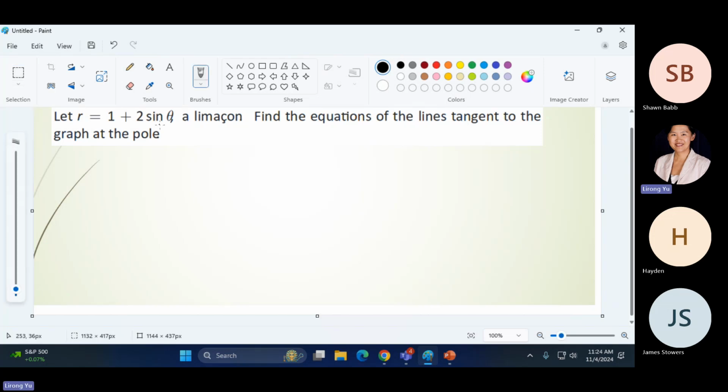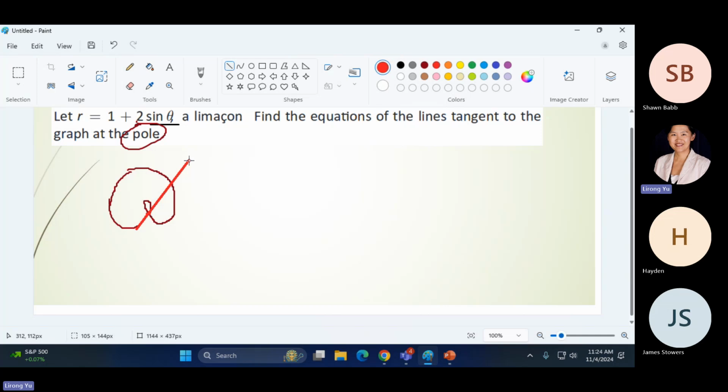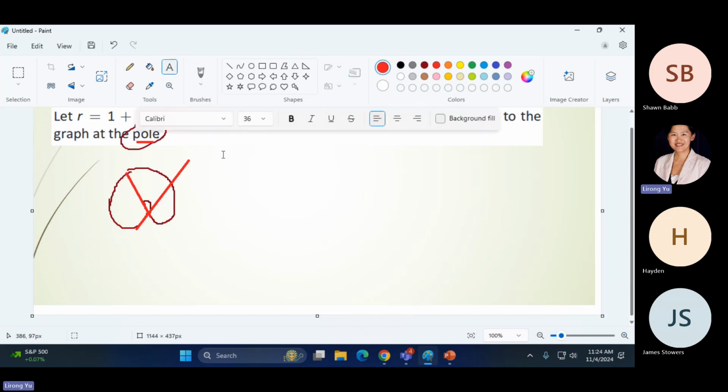Visually, this is a sine curve. The sine curve is above the pole, the origin, like this, with a little loop because 2 is bigger than 1. If you try to draw the tangent line at the origin, this is the origin, you will see a tangent line in this direction, and then a tangent line in this direction. So there should be two tangent lines at the pole, at the origin. So how do we determine the tangent line? Number one, we know that this is when x equals 0, y equals 0.